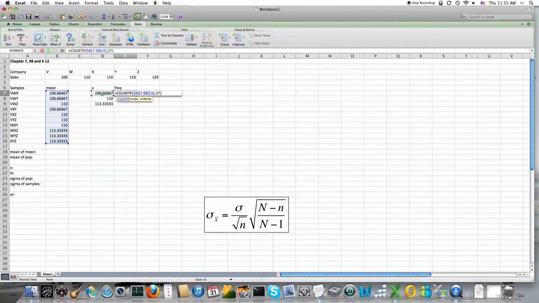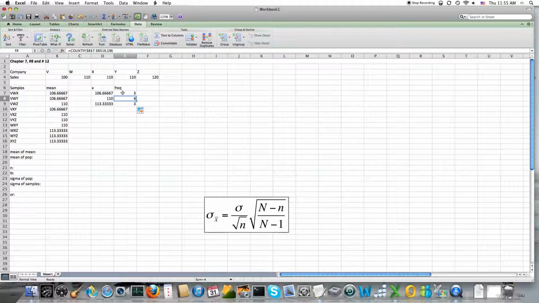And then it's asking, what is it you want me to count? I'm saying count every time you see a 106.6 there. And it comes back and says, I saw that 3 times. You look at it and go, good, it's got that right. Then I can just drag and copy this, and because I put the dollar signs, it's always looking at the same range. But for this one, it's looking in D9, so it's how many 113s I saw. For this one, it's how many 110s. So that's the first part of Part C.